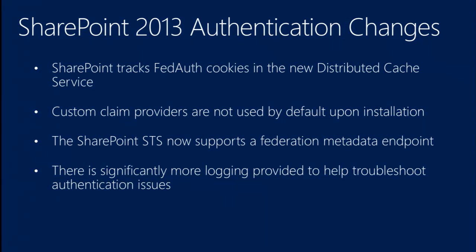Another change is that when you install a custom claims provider, there's a property that used to be set to true by default. Now it's set to false. So when you install a custom claims provider, it's not going to just work automatically from the beginning. You have to remember to turn that property on. Sorry, you have to remember to set it to true. By default it's set to false, and you have to enable it.